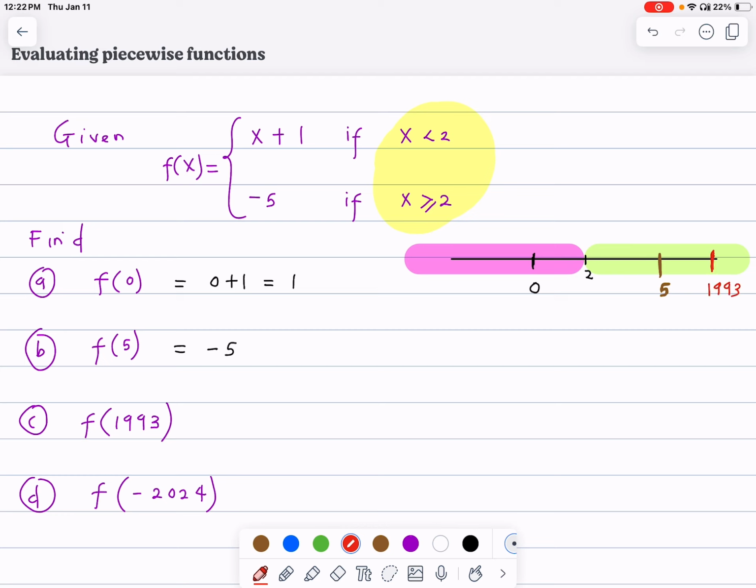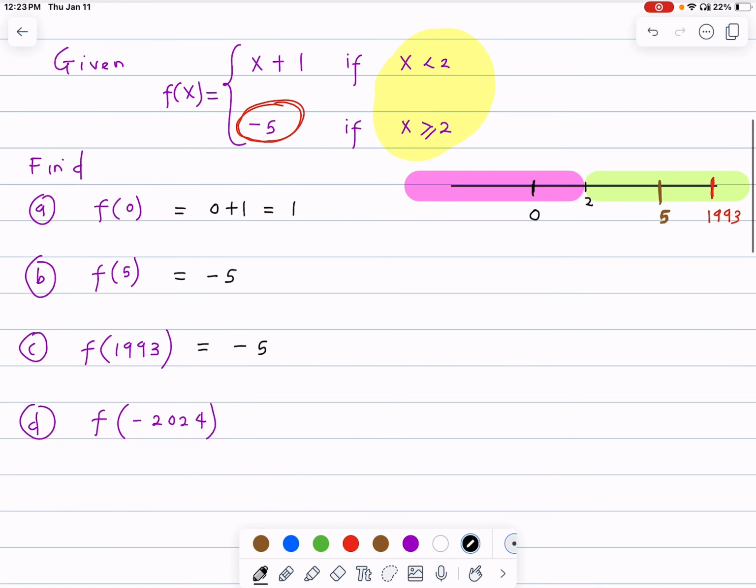So what part of the function am I going to use? I'm going to use the second part of the function, because that's the part where x is greater than or equal to 2. All the numbers to the right are greater than or equal to 2. So I'm going to consider this part because 1993 is greater than or equal to 2. So my answer here is just going to be -5.